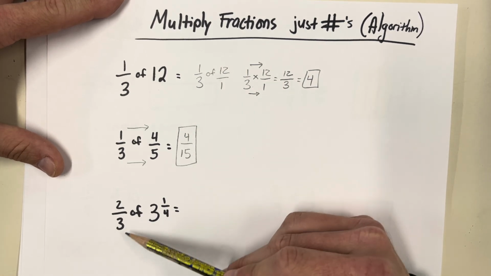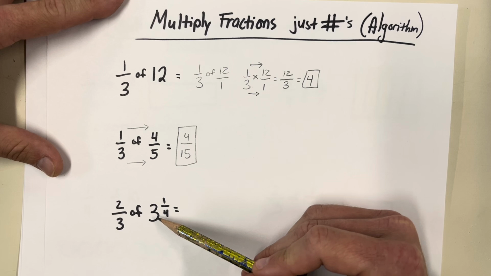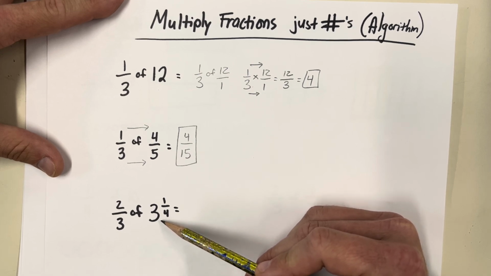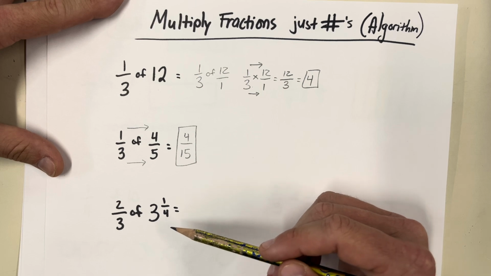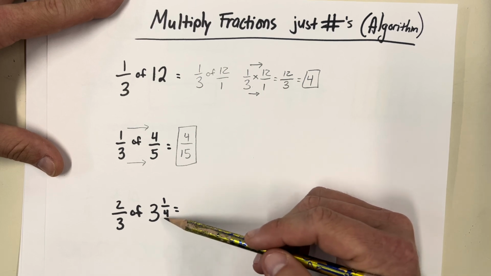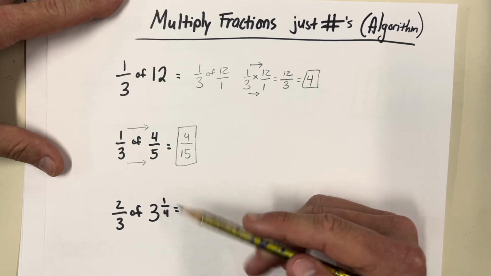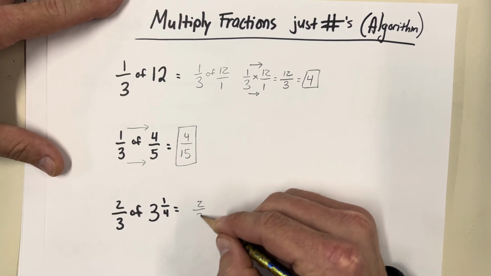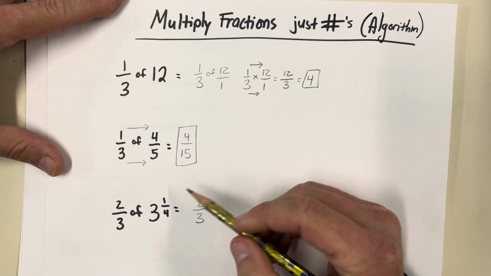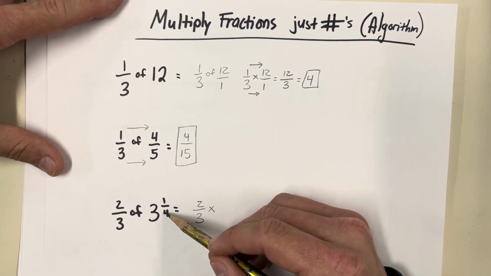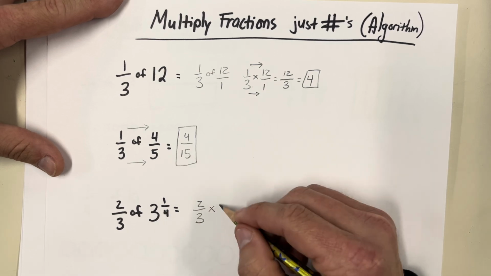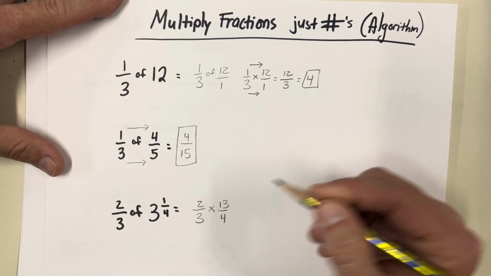This problem has a fraction, but it's taking away or out of a mixed number. When we have mixed numbers like this, 3 1/4, the easiest and most efficient way to get our answer is to turn it into a fraction, which has to become an improper fraction. So we're going to write our problem as 2/3 times, well, 3 1/4 is the same as 13/4.